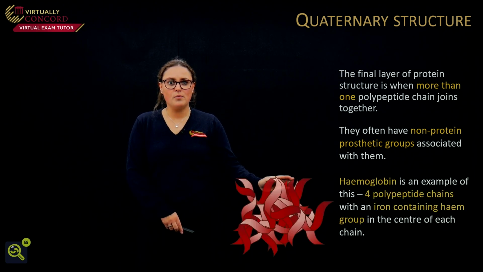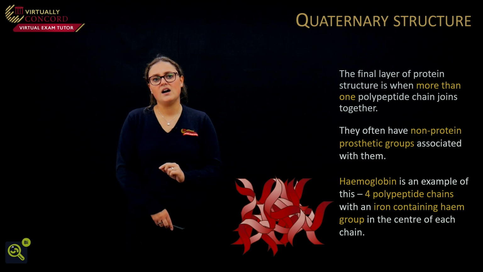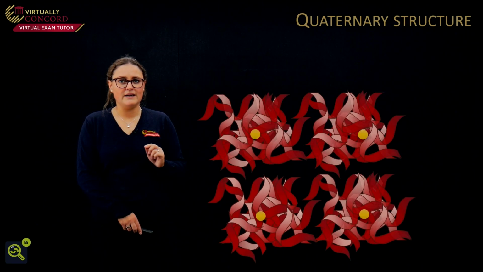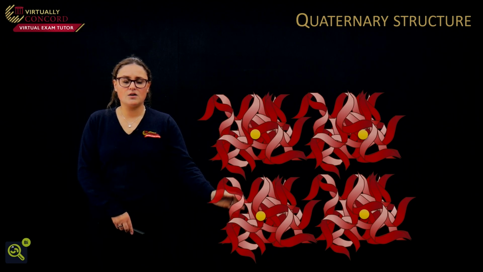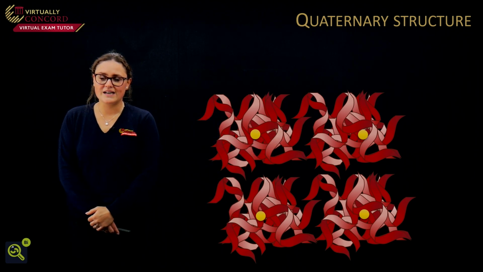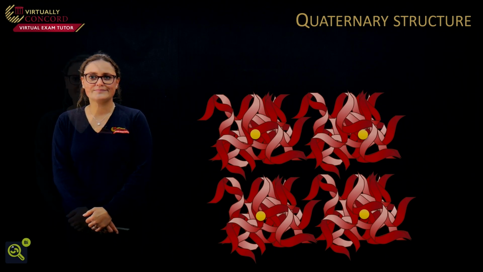Hemoglobin has 4 polypeptide chains with an iron-containing heme group in the center of the chain, and it looks a little bit like this, with these yellow circles here representing your ferrous group. This is how hemoglobin carries oxygen around the body.